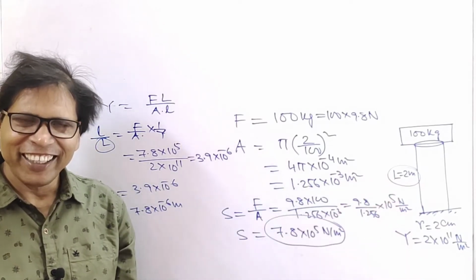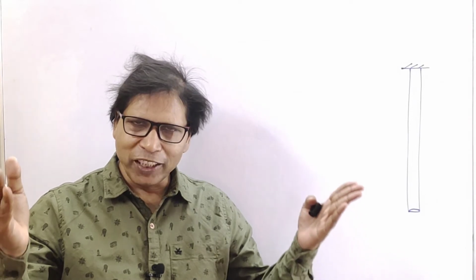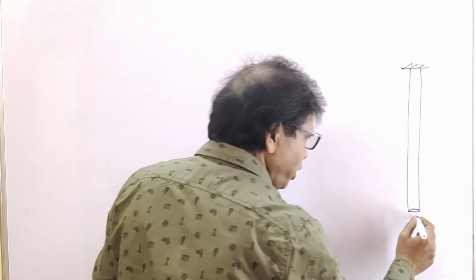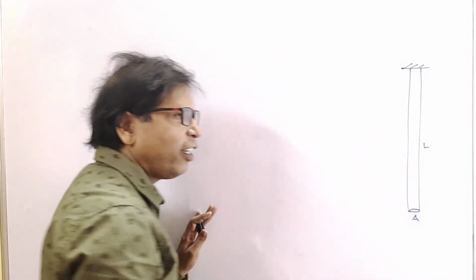Okay, understood? Next, now elongation of a rod due to its own length. Suppose the area of cross section of this rod is A and its length is L.